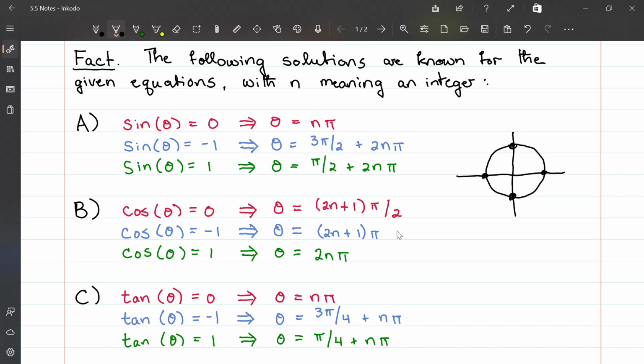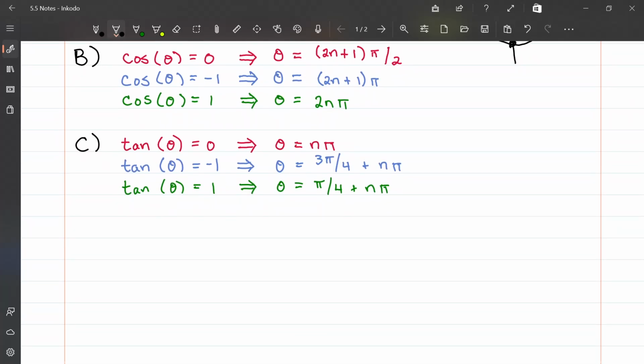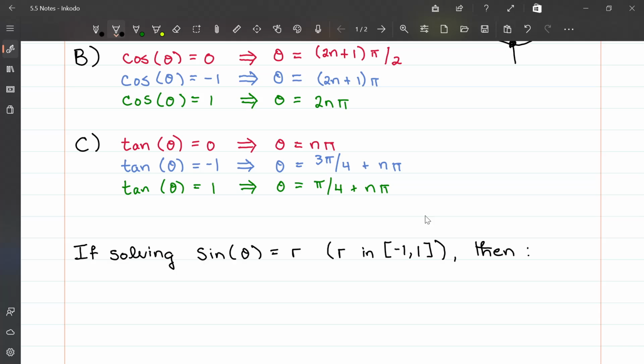Now, as mentioned, these are probably the most basic trig equations you're ever going to run across. Most of the time they're going to be a little bit more challenging than this, so let's give ourselves a little space and we'll start considering a more challenging situation. So, we consider an equation that looks like sine of theta is equal to r. We are assuming that r is in the closed interval negative 1 to 1 because otherwise this equation doesn't make any sense. Then we can do the following in order to solve it.